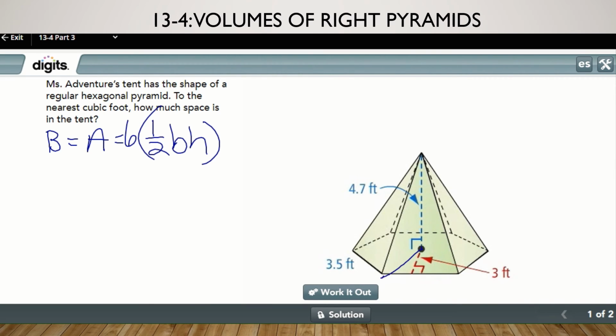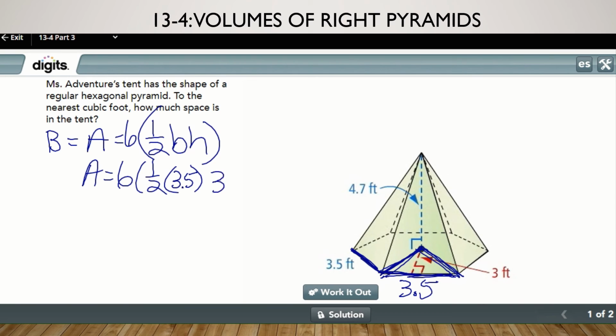Now, I'm going to focus on just this one triangle here. We have to figure out the base of that one triangle. The base of that one triangle is 3 5/10, because if we look here, the side length of the hexagon is 3 5/10. That means all sides of the hexagon are 3 5/10. Now the height of that triangle that I outlined in blue will be 3.